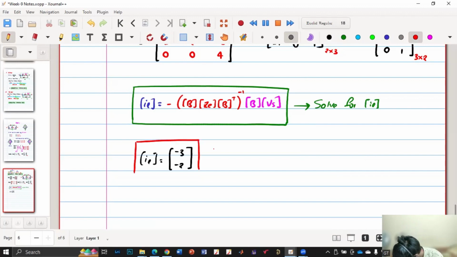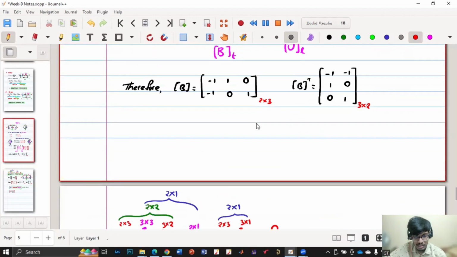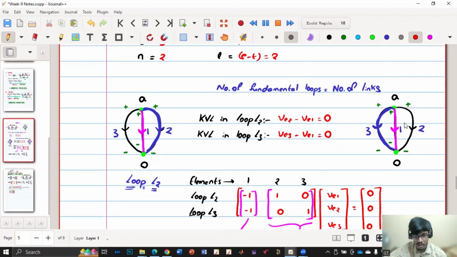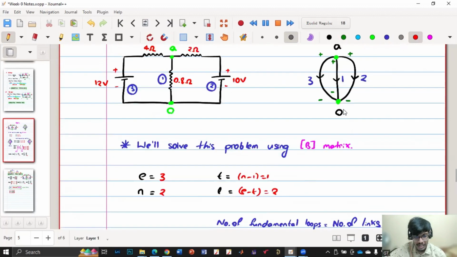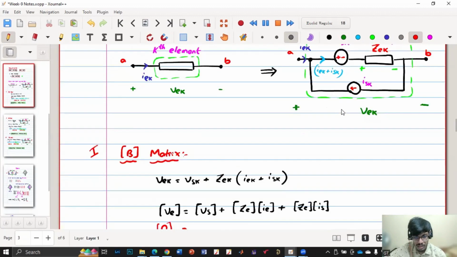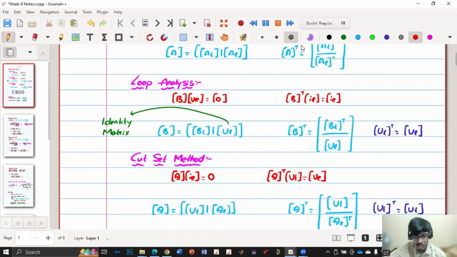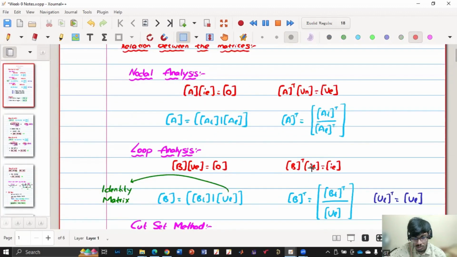I'll get IL. But what do I need to know? I need to know IE, right? Element currents. I need to know I1, I2, I3, right? Isn't it? Yes, sir. So how will I calculate element currents using the loop currents? I'll use the other result, which is this one. B transpose into IL is equals to IE.